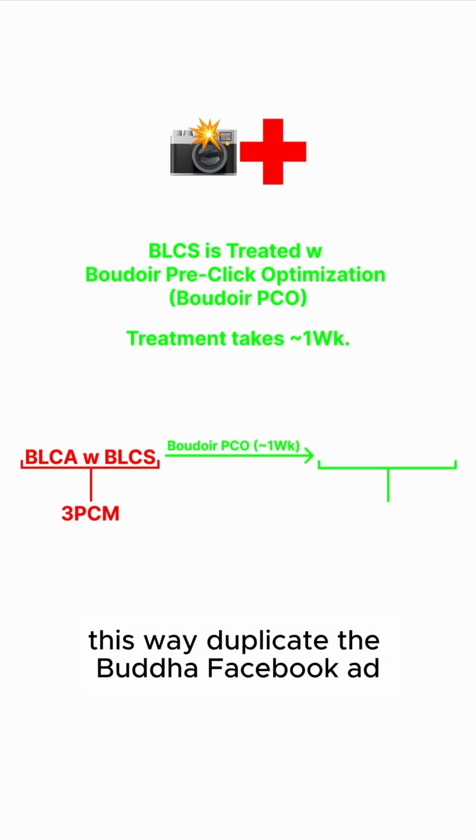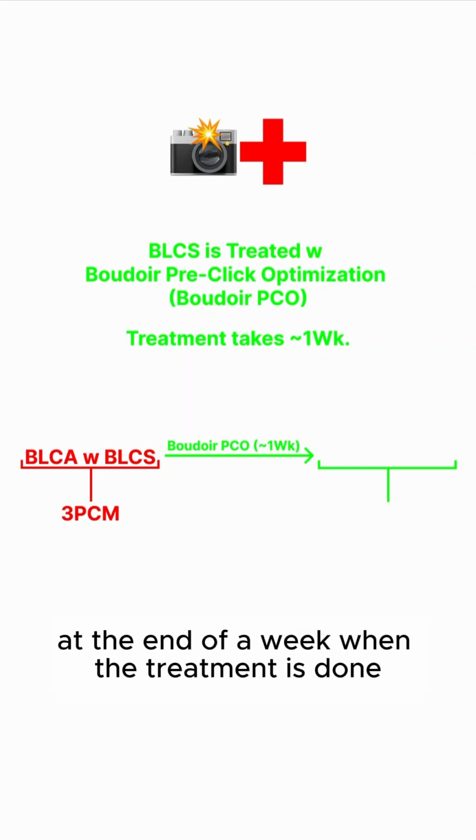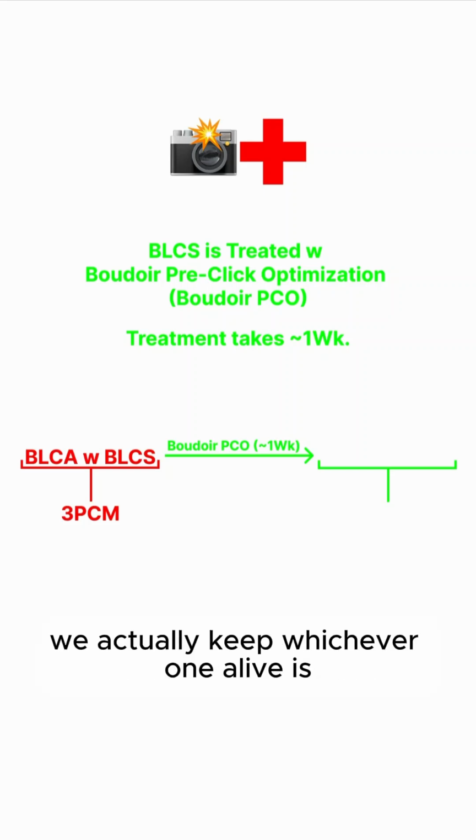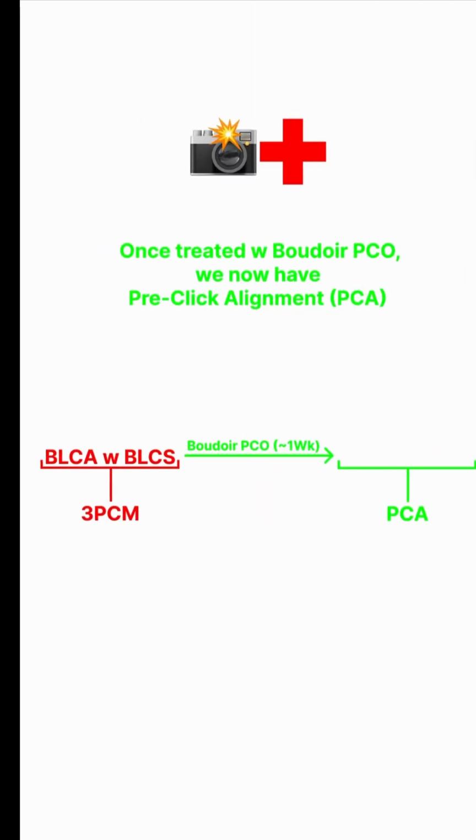This way we duplicate the Boudoir Facebook ad and leave the original ad as it is. We treat the duplicated one and run it in parallel. And at the end of a week, when the treatment is done, we keep alive whichever one is producing the best results or has the best metrics.